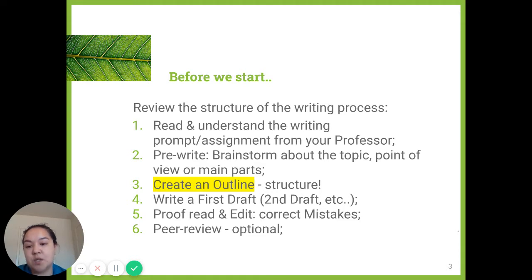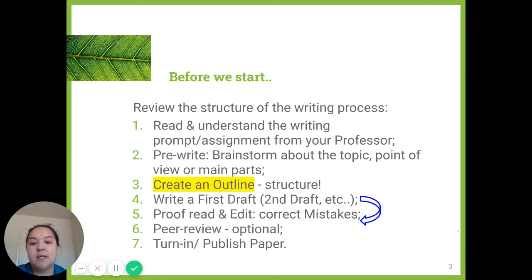Step 6 is optional. Sometimes you may request another person to read your paper. That would be called peer review. Or you may ask your teacher to proofread it for you one time and give some suggestions. That step is optional, and you can proofread yourself instead. And finally, after several drafts, you will publish your paper or turn it in.